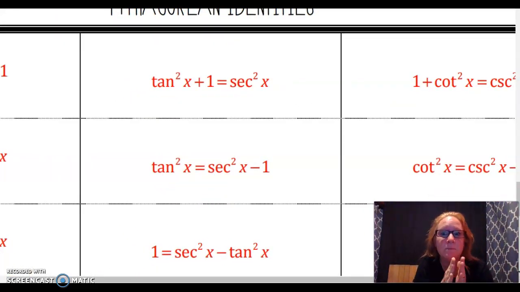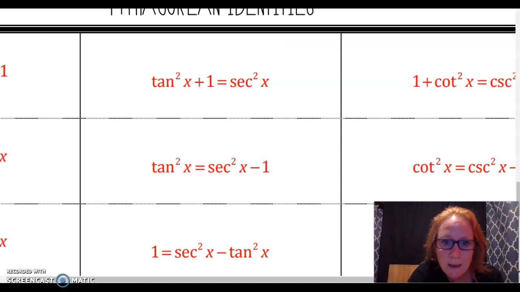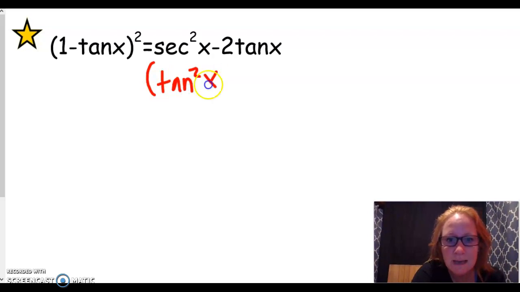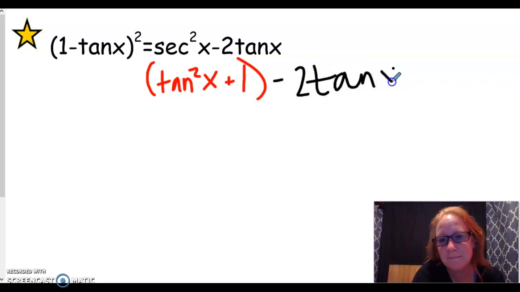Tangent squared x plus 1. Okay, that's what I'm going to use. So I've got secant squared right here. That is 1, it was plus, right? Tangent squared plus 1. Okay, does it matter? I wrote tangent squared x plus 1. Then I've got minus 2 tangent x.